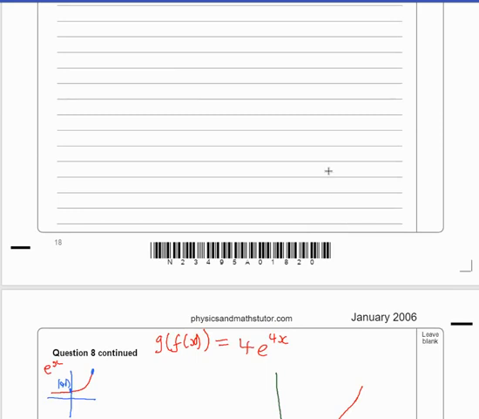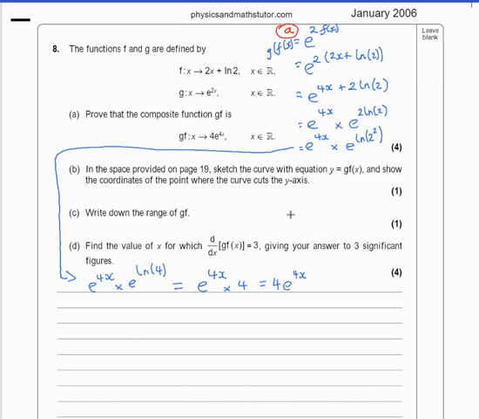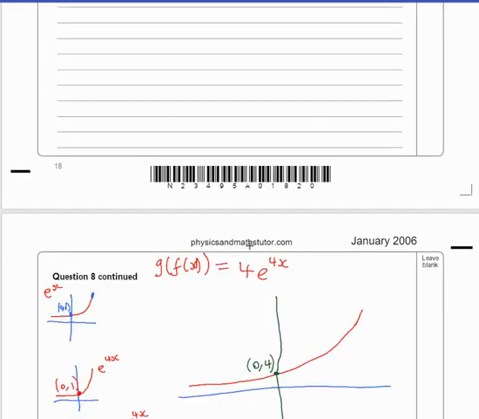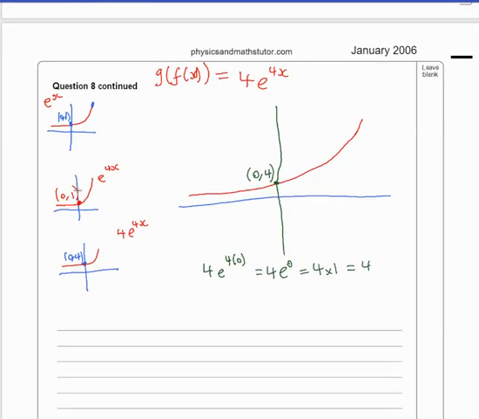Let me just check that I've answered the whole question. That's it. Just show the coordinates of where it cuts the curve, where it cuts the y-axis. Next question is to write the range of g of f.